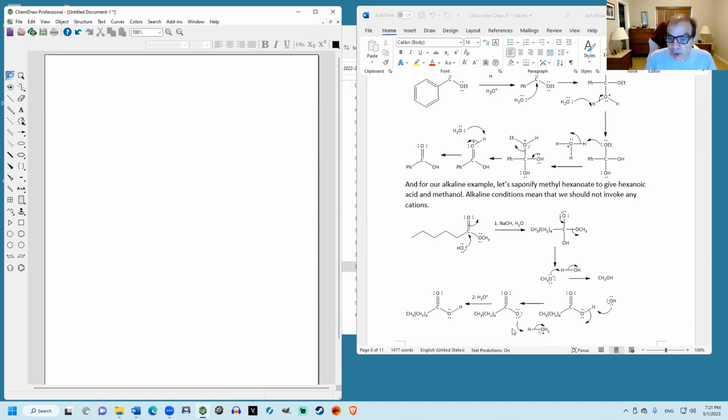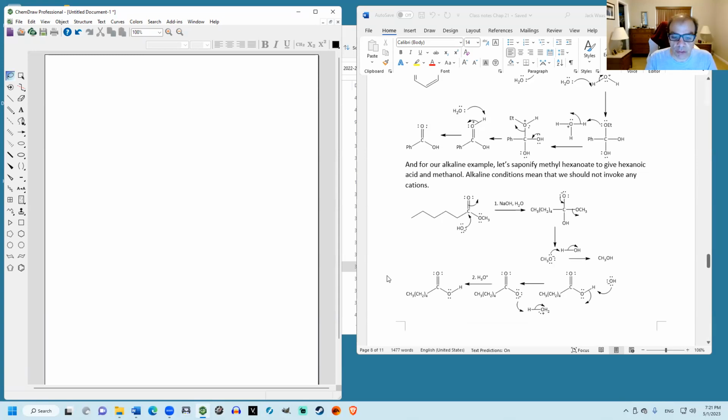So you add your H3O plus. The first thing the H3O plus does is neutralize the leftover base. And then it starts putting the proton back on the carboxylate. And you get the carboxylic acid. So the mechanism always looks more straightforward to me in alkaline solution.